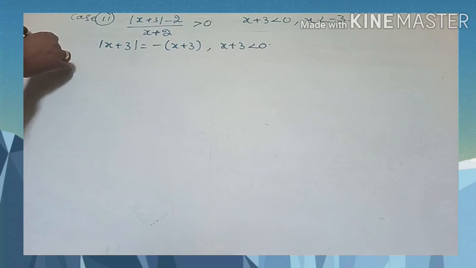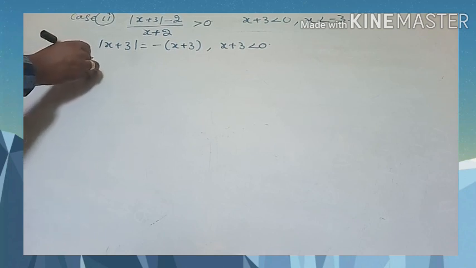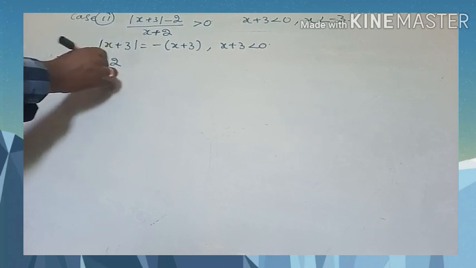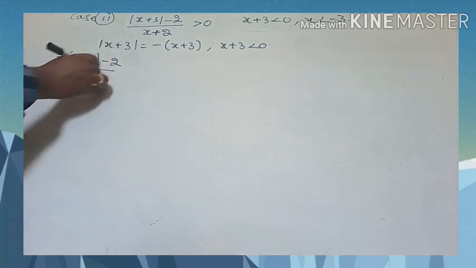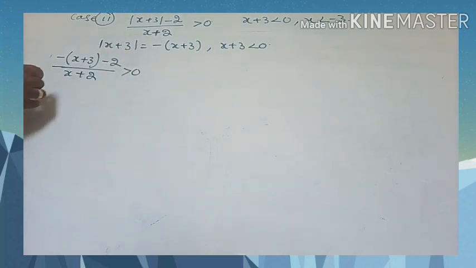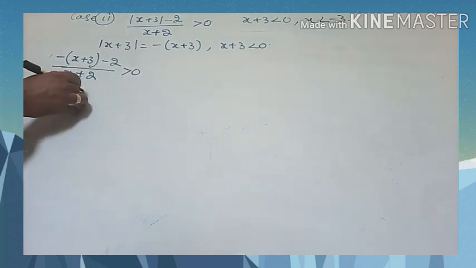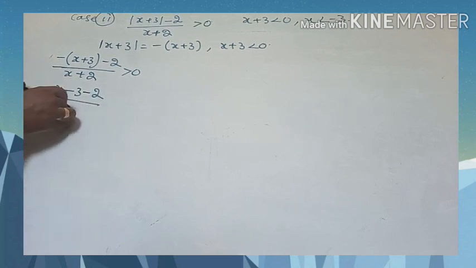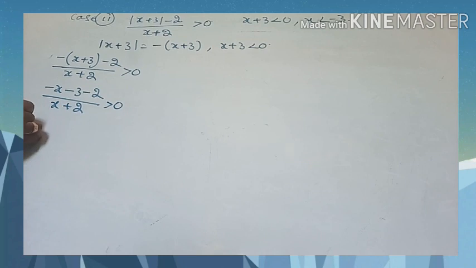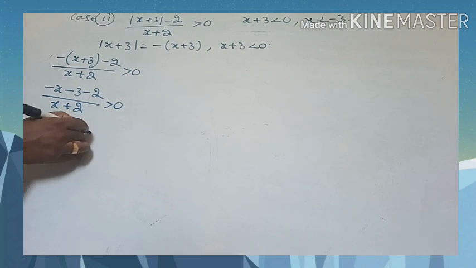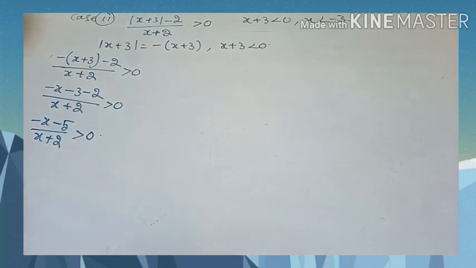Now let us do our problem. Modulus of x plus 3 becomes, we have got now, minus of x plus 3 minus 2 by x plus 2, that is greater than 0. Now this becomes minus x minus 3 minus 2 by x plus 2, this is greater than 0. Now this is minus x minus 5 by x plus 2 greater than 0, like this, right? Once you have got this, we can write it by multiplying minus sign on both sides. We have x plus 5 by x plus 2 less than 0, like this.